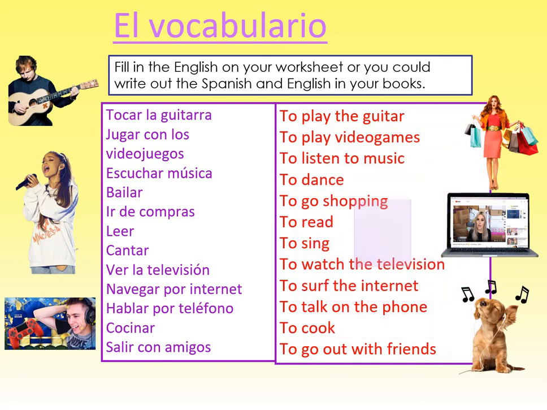Okay, so here is the English. Just double check: jugar con los videojuegos is on two lines here, so just make sure they don't go out of sync. So to listen to music, escuchar música; bailar is to dance, not to go shopping, and so on. Just be aware of that as you check your English. When you've got a full list of Spanish and English, either in your books or on the computer, wherever you're working, then let's move on.